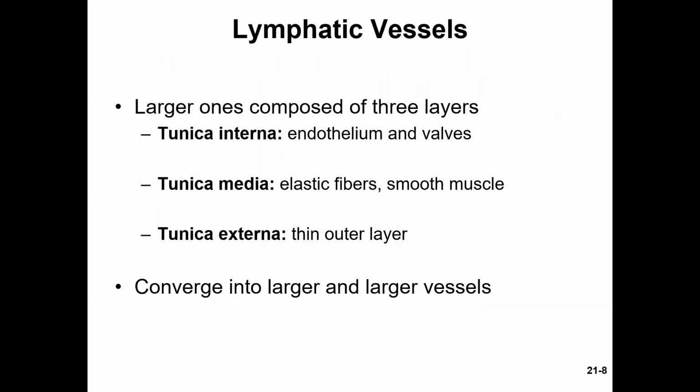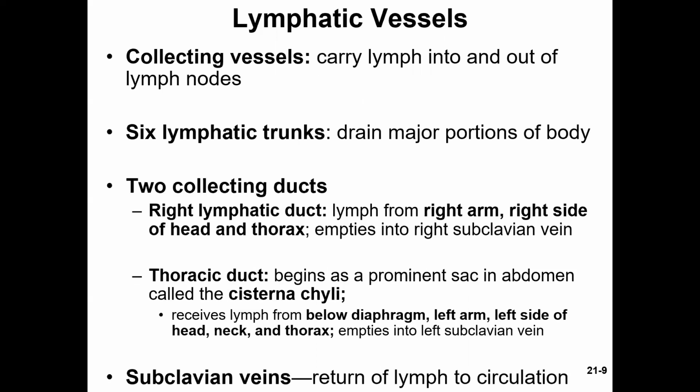So within those vessels, very similar to the other vessels we've explored, it's composed of 3 layers: the tunica interna, which is endothelium and its valves, the tunica media, which is elastic fibers and smooth muscles, and the tunica externa, which is a thin outer layer. And it converges into larger and larger vessels. The collecting vessels carry lymph into and out of lymph nodes.